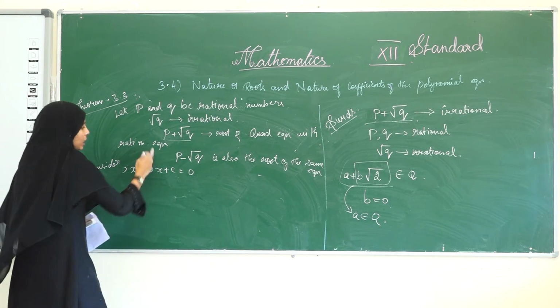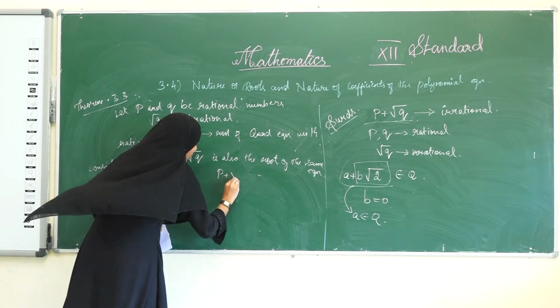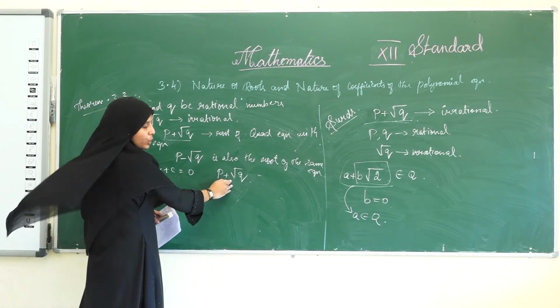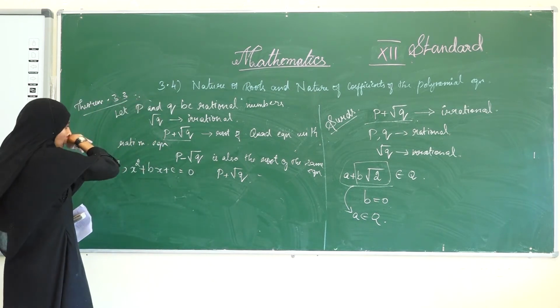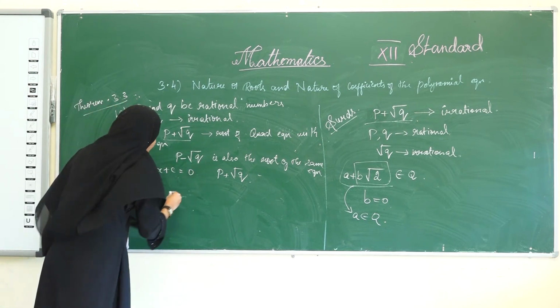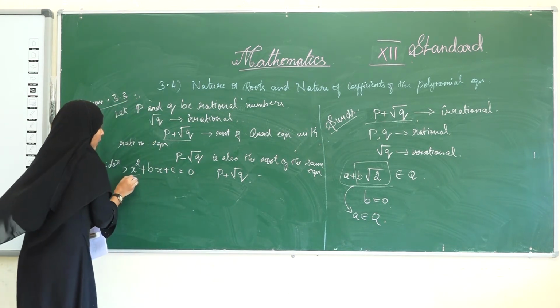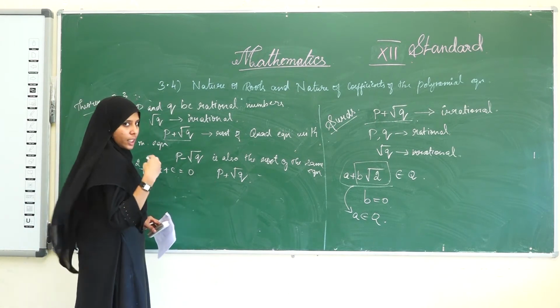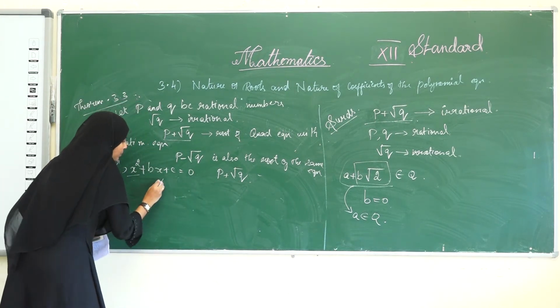They have given the root as p plus root q, where p and q are rational numbers and root q is an irrational number. Now let us take the other root. Since it is a quadratic equation, there will be two roots. One root is given here. Let us take the other as alpha.